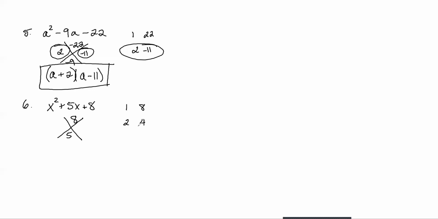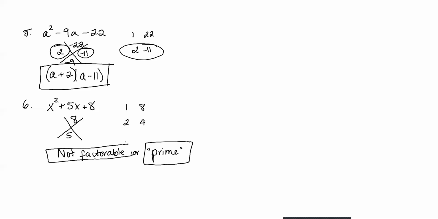So since we don't have any numbers that multiply to 8 and add to 5, we're going to say that this one is, forgetting what they put on my math lab, either not factorable, that just means that we can't factor it, or what we call prime. So in my math lab, it'll say either one of these. I usually put prime.